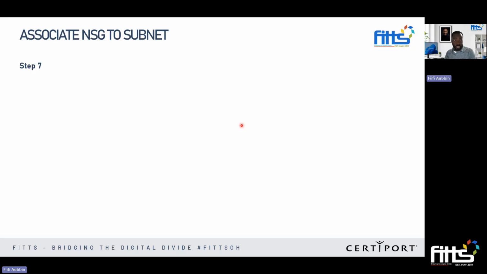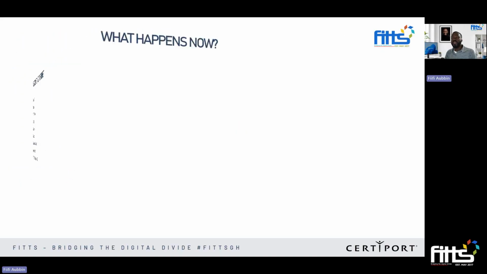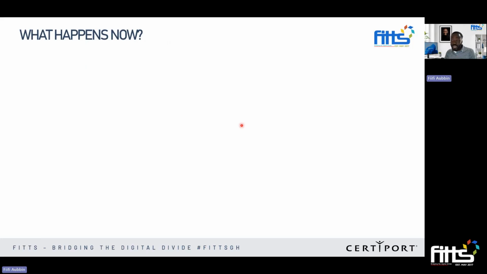And we've already created these from our previous lab exercises. So what we do is to open the FITTS VNet, then we go to subnet, then we select our student subnet, then we move on to associate it to the NSG that we just created. Okay, and once you've done that, what's really happening? Now security is applied and all resources are inside our student subnet.